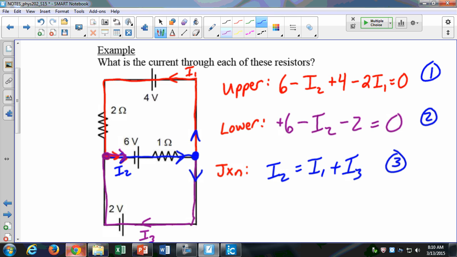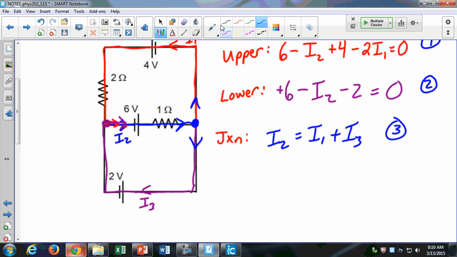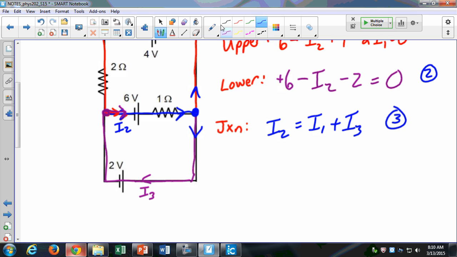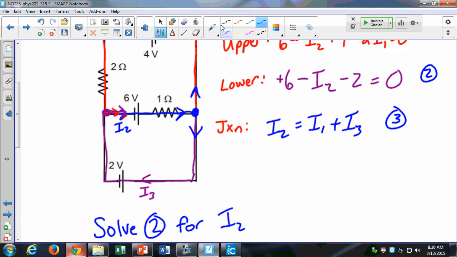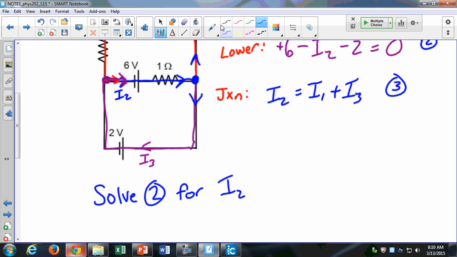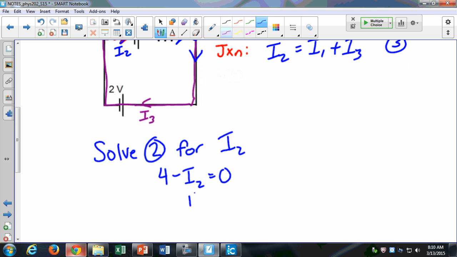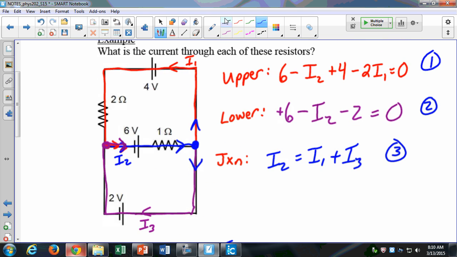So I'm going to solve for I2 here. Solving this by substitution, solve equation 2 for I2. And I get 4 minus I2 equals 0. So I2 equals 4 amps. And then I can plug that into equation 1. This equation 1, 6 minus I2 plus 4 minus 2I1 equals 0.